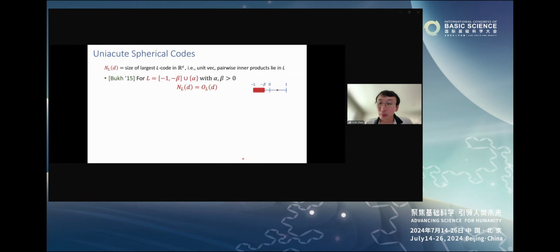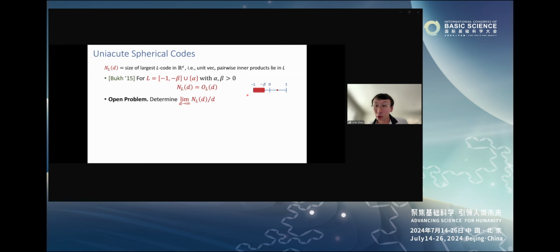So let me just quickly mention why this linear spherical codes problem is somewhat interesting. It's because Balla showed that when L has this specific form, the rate of growth is also at most linear. So here you allow a single positive inner product and a range of negative inner products. Turns out a single positive inner product plays a far bigger role than allowing the range of negative numbers. But nevertheless, the rate of growth is always at most linear.